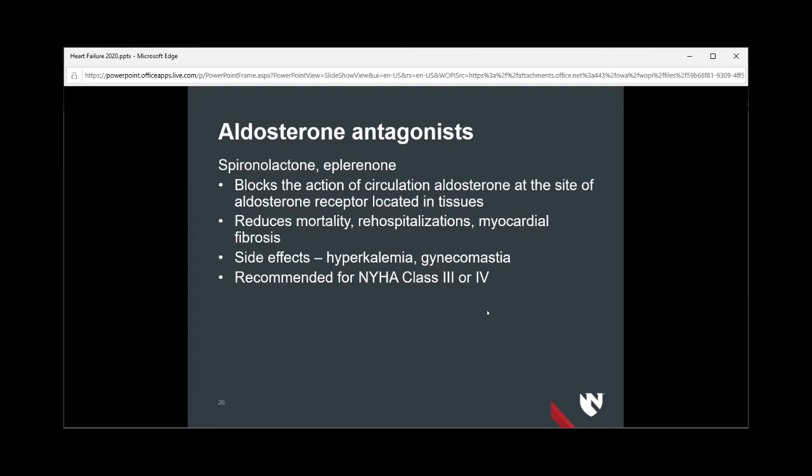These are nice sometimes in patients who also need diuretics because they're potassium sparing. So we can get a patient on this and a loop diuretic and maybe not need potassium supplementation.